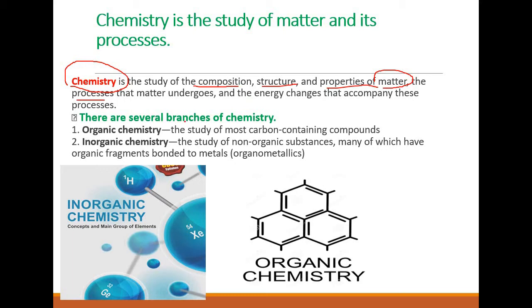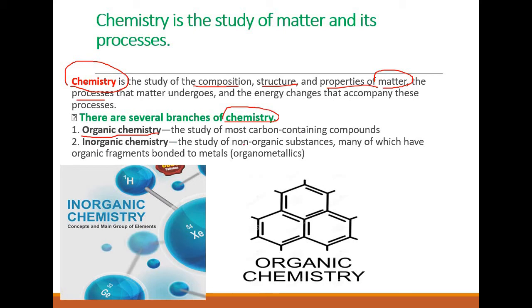There are several branches of chemistry. The first branch is called organic chemistry, which studies mostly carbon-containing compounds, like benzene. Benzene is an organic compound. Why? Because inside the benzene there is a carbon atom. So organic chemistry studies any compound or material that contains carbon atoms.